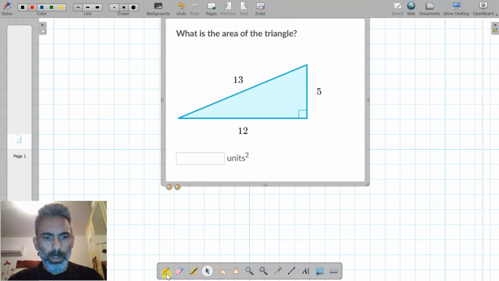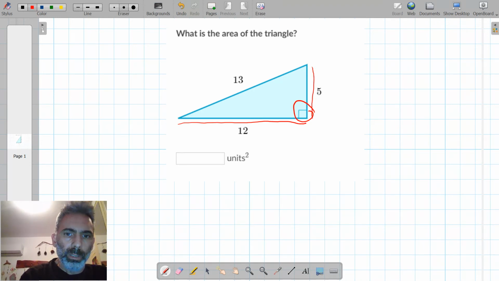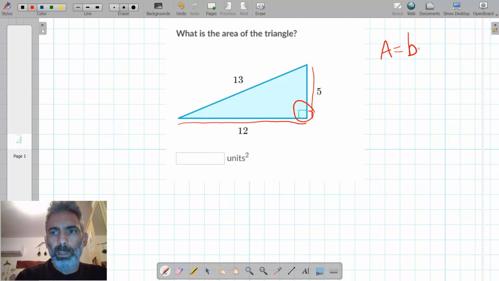Okay, what is the area of the triangle? So again, we have the right angle here, so it means that this is the base and this is the height, or this is the base and this is the height. In our case, we need to multiply 12 by 5. So the area is base times height divided by 2, the area of the triangle.